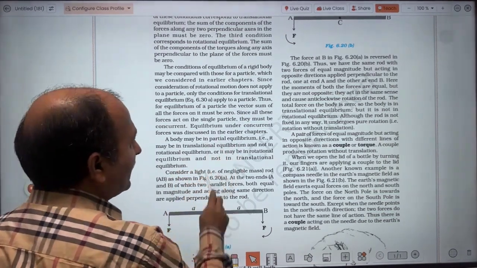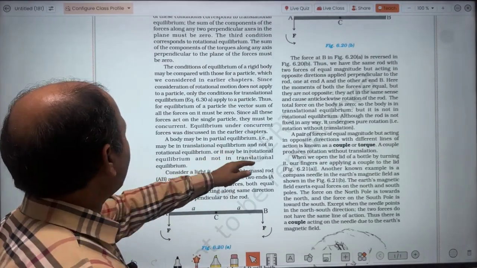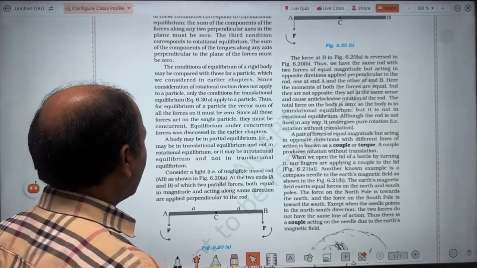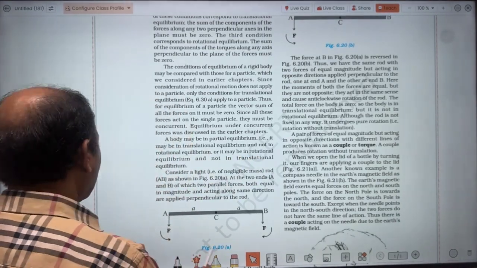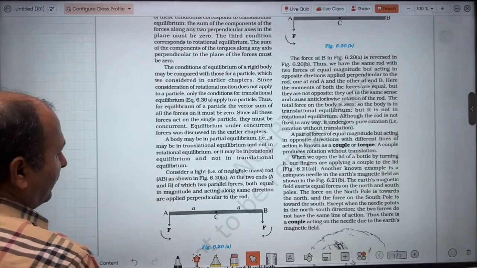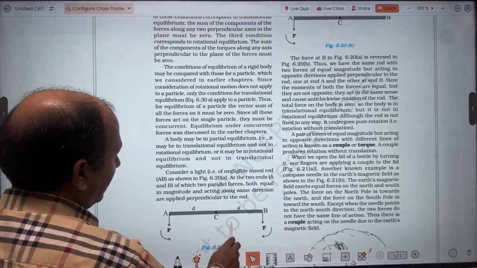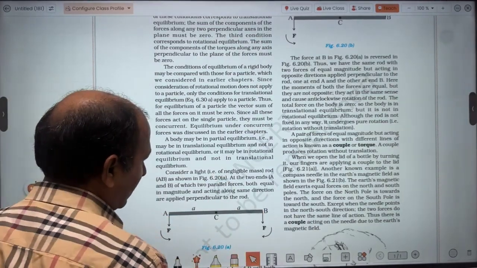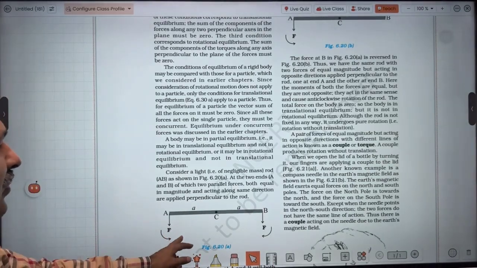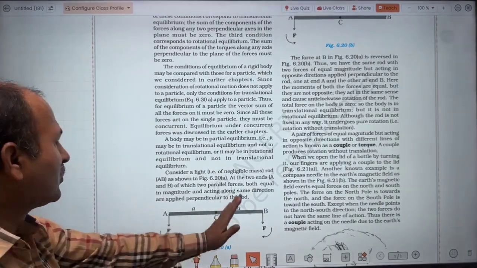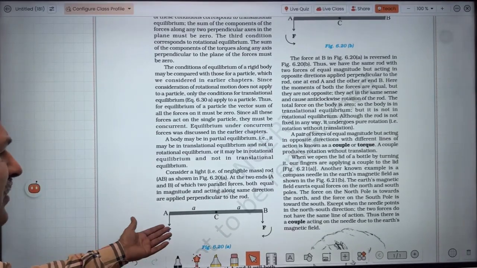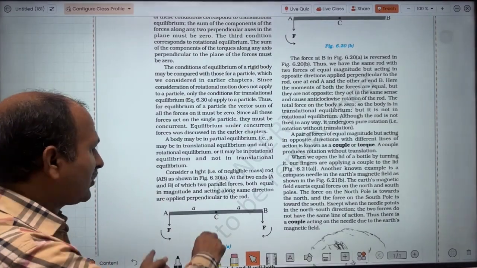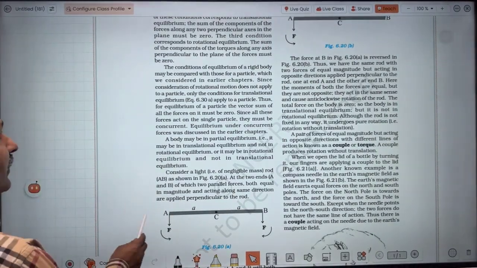Here a body may be in partial equilibrium. It may be in translational equilibrium and not in rotational equilibrium, or it may be in rotational equilibrium and not in translational equilibrium, or it may have both. So we will see different situations. Suppose this is a fixed point and this is a rod which can rotate here, and here there is one force and here there is another force. Is it in translational equilibrium? Since the point is fixed, there is no motion, so there is no question of considering translational equilibrium. As far as rotational equilibrium is concerned, both forces are equal and opposite, so it will not rotate. So it is in equilibrium.